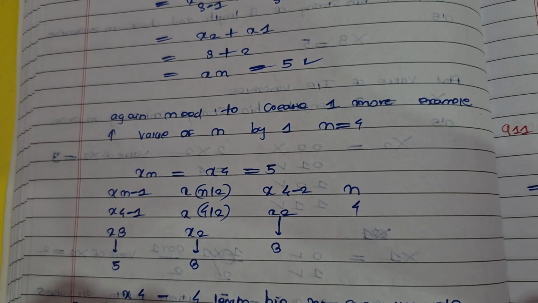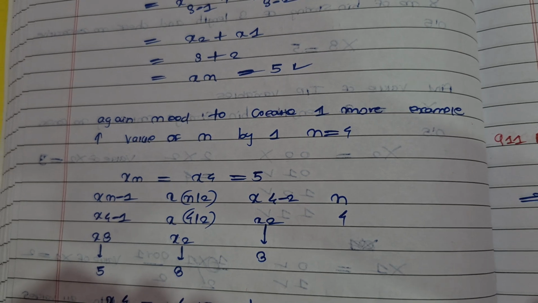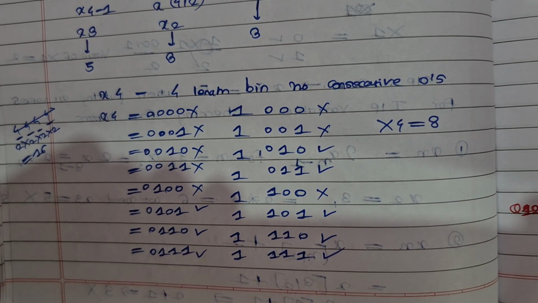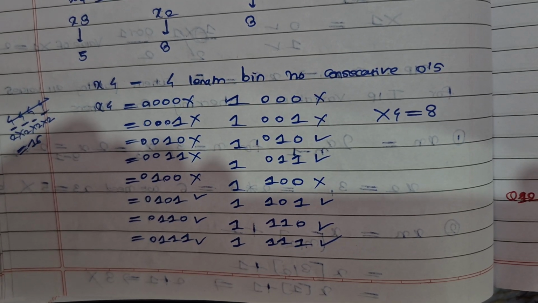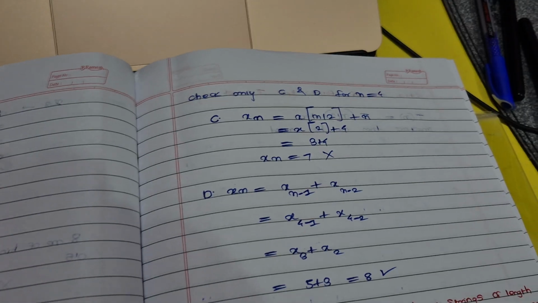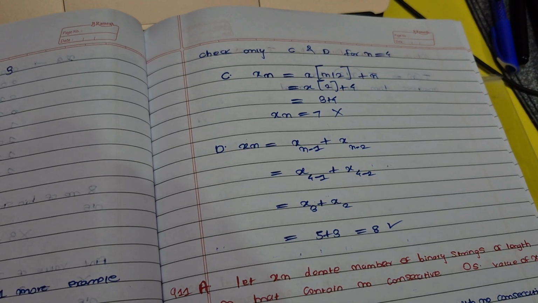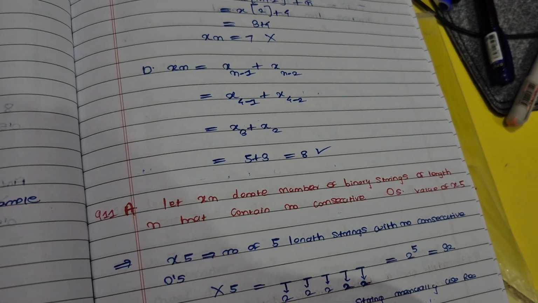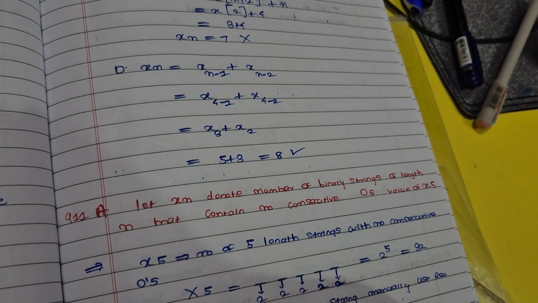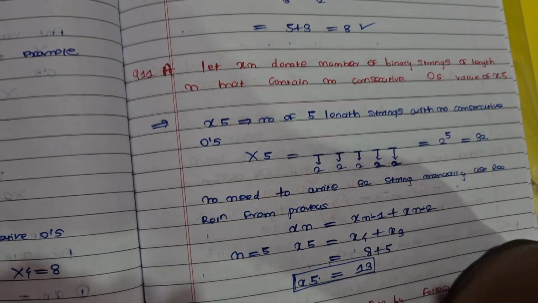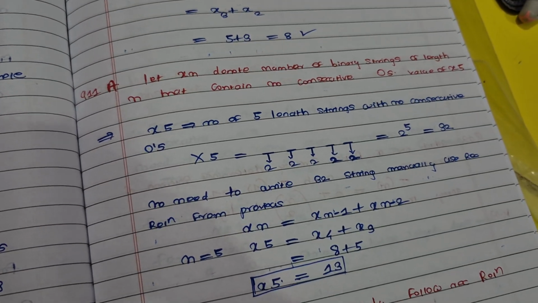Like here we have taken n equal to 4, that means 4 length binary strings, we have to check 4 length binary strings with no consecutive zeros, then we'll get the value of x of 4 as 8. Now check only for C and D because they have not been eliminated. And this is, let x of n denote the number of binary strings of length n that contain no consecutive zeros. So this is the sub-question of this question only.